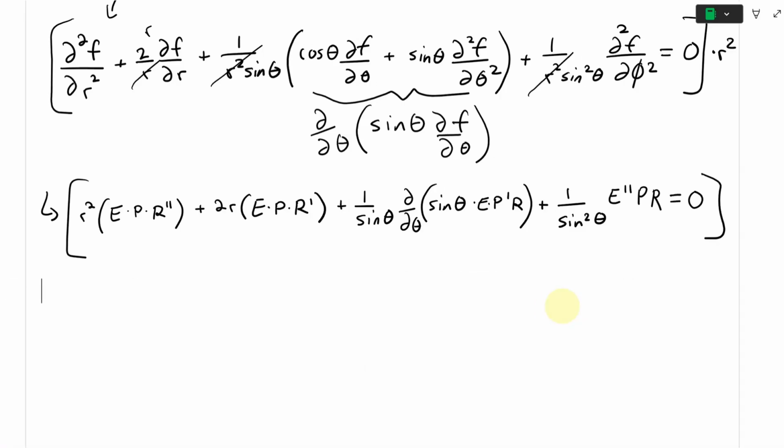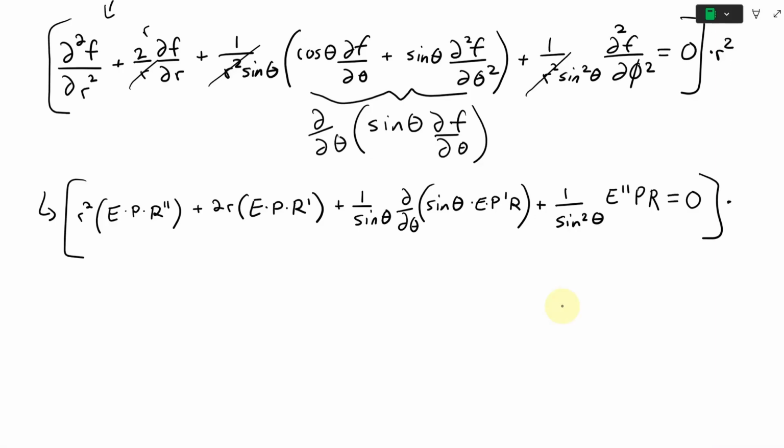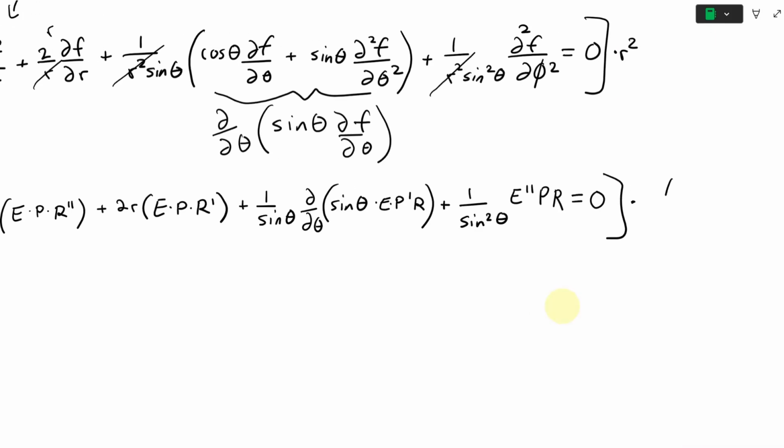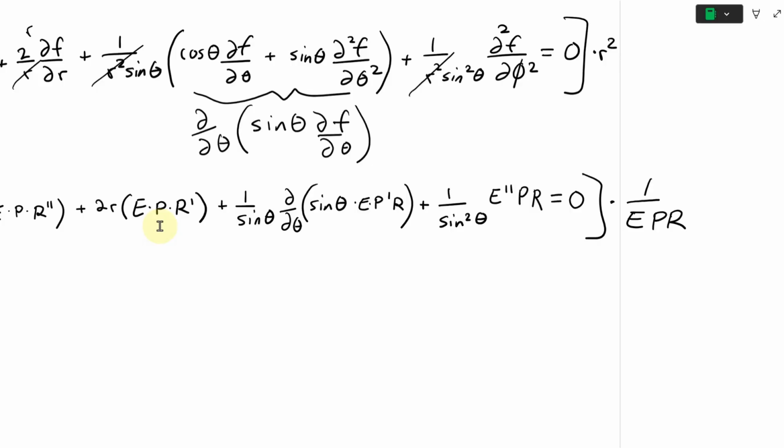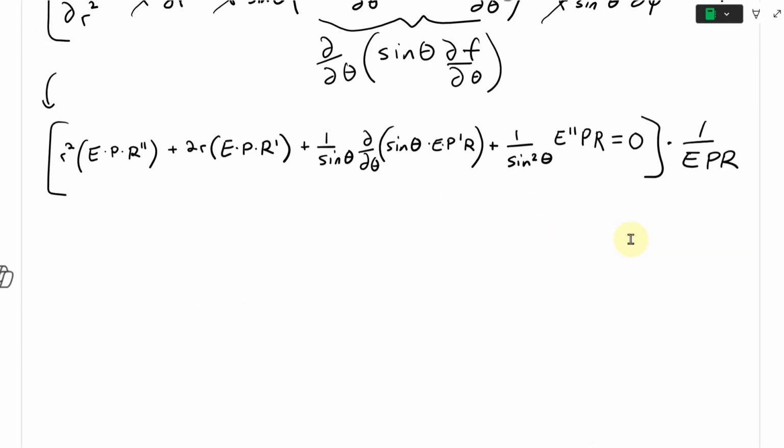So now we multiply the whole thing by 1 over EPR. So we get fractions on each term, and we cancel out all these extra terms. So that's why we do that. And here I just quickly shrunk everything in here. So we have all that.